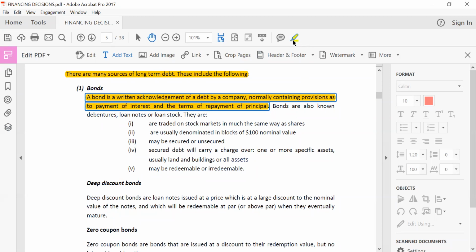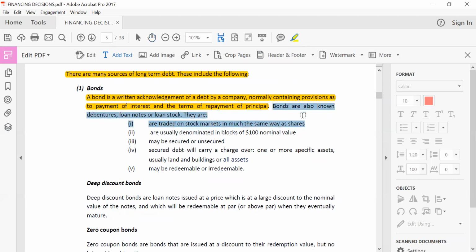M&M propositions will be talked about later on. Bonds are also known as what? Debentures, right? That is debentures, loan notes, loan stock. These are all forms of what? Bonds. They are traded on stock markets in much the same way as shares.